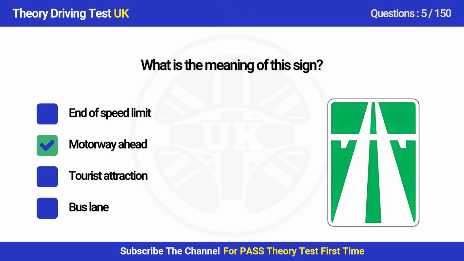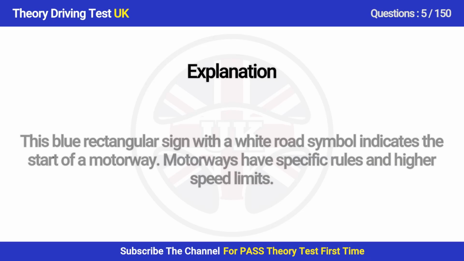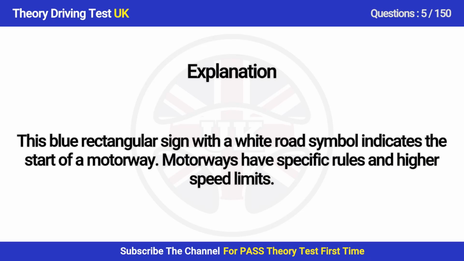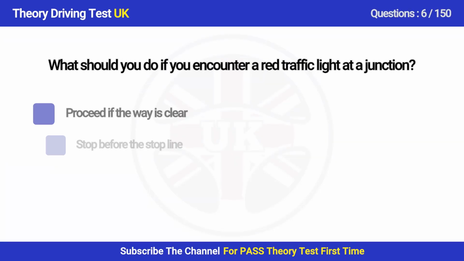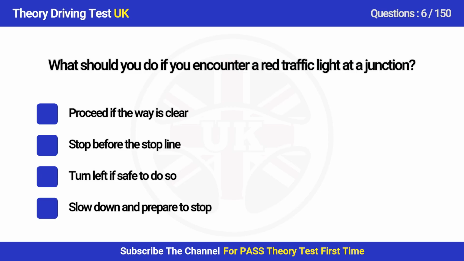Answer is B. Motorway ahead. This blue rectangular sign with a white road symbol indicates the start of a motorway. Motorways have specific rules and higher speed limits. Question 6. What should you do if you encounter a red traffic light at a junction? A. Proceed if the way is clear. B. Stop before the stop line. C. Turn left if safe to do so. D. Slow down and prepare to stop.